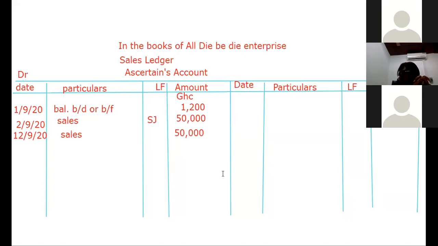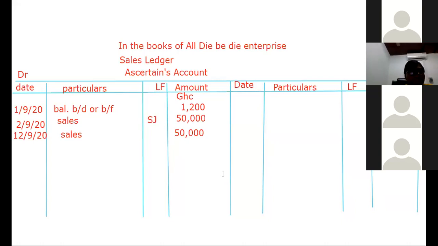So let's go back and do double entry. Madam, is it the return? We are supposed to do double entry, so let's do double entry. Let's read the question: on the 2nd of 9, and let's do the double entry. I don't want us to do it this way, otherwise students will get confused. Let me introduce the double entry.